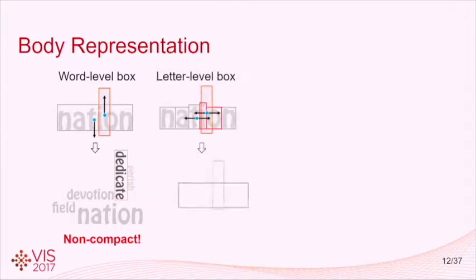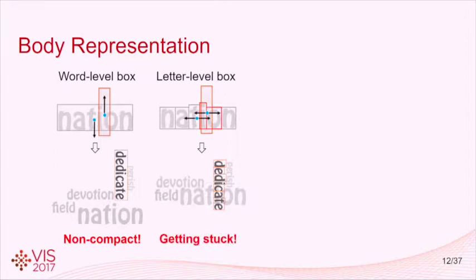To alleviate this problem, a possible solution is to use letter-level boxes. But in this way, words might overlap. For example, the letters I and O of the word nation cancel out each other so that the word delicate and the word nation get stuck.